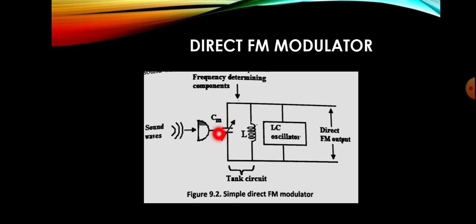The Cm value is changed based on the sound wave. Whatever changes occur in the sound wave will be reflected in the Cm value. As a result, that will change the frequency of this LC oscillator. So we can say that we obtain a direct FM output signal. Basically it produces a particular carrier frequency, but its value is determined by Cm, and the Cm change is based on the sound wave. That is why we call it a direct FM signal.